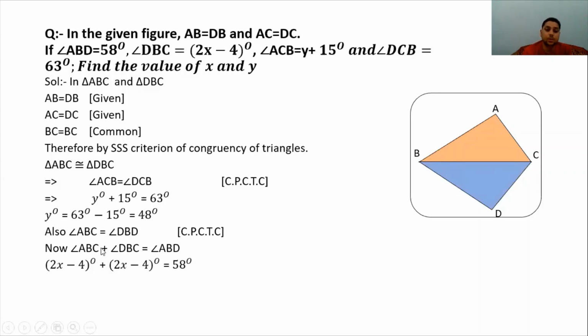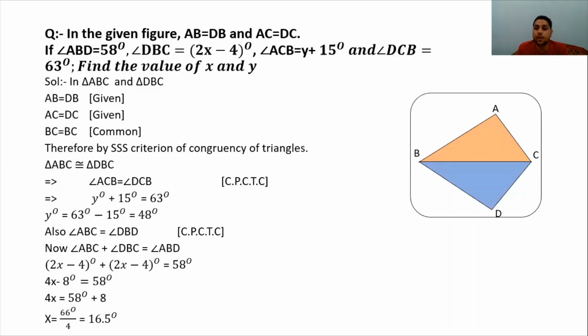Substitute the value. These two angles are equal. So substitute the value of DBC here, which is given here: 2x plus 4 plus 2x plus 4 degrees is equal to 58. On solving this, we have 4x minus 8 degrees is equal to 58. 4x is equal to 58 plus 8, that is equal to 66 degrees, and divided by 4, that is equal to 16.5 degrees, which is the value of x here.